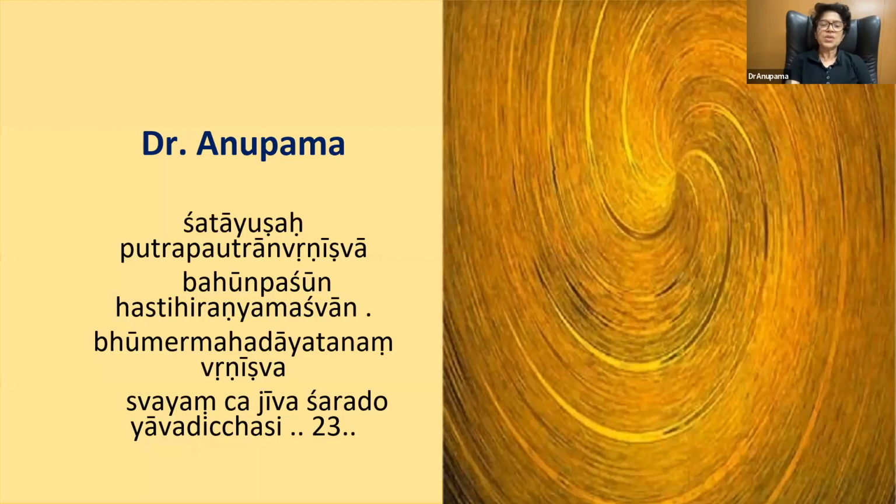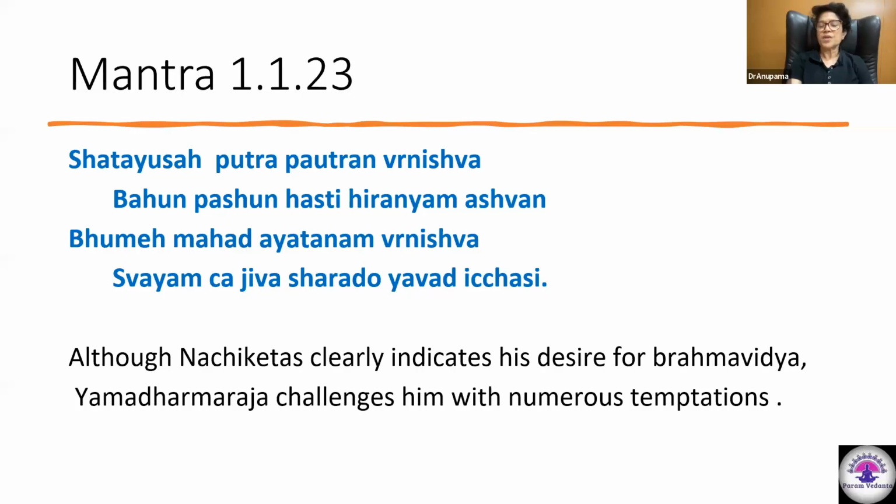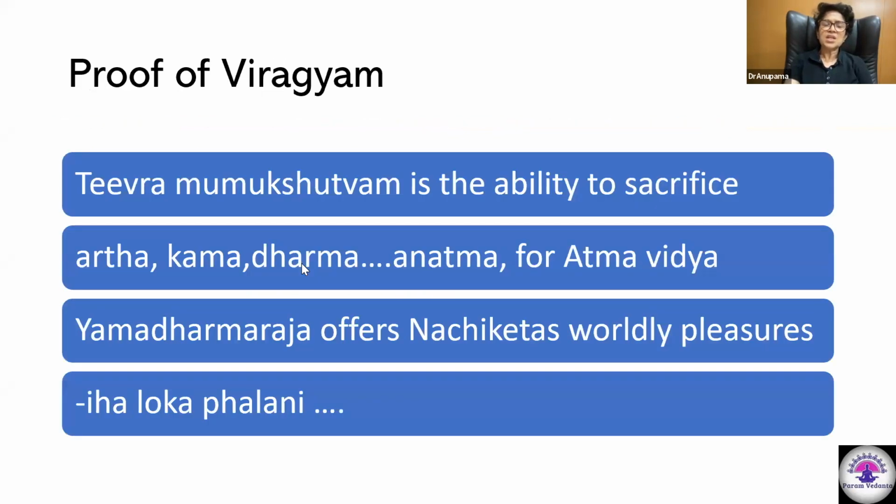In Mantra 23, we see the words of Yamadharmaraja as follows. Shatayushaha putra putram pautran vrinishva. Bahun pashun hasti hiranyam ashwan. Bhume mahad ayatanam vrinishva. Swayam cha jiva sharado yavad ichhasi. Although Nachiketas clearly indicates his desire for Brahma Vidya, Yamadharmaraja challenges him with numerous temptations. He needs proof of Vairagyam.